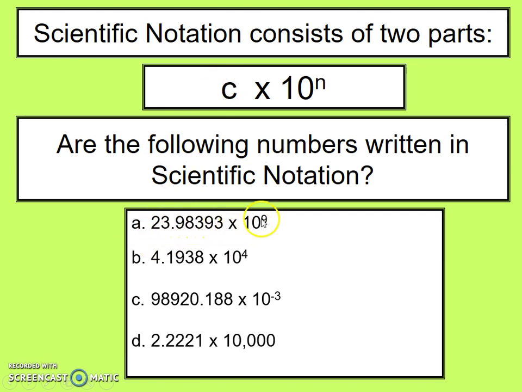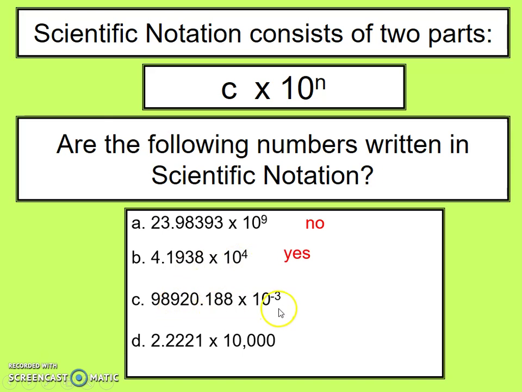So the first one, we've got 23.98393 times 10 to the 9th power. Now it's a number times a power of 10, which is good. However, when I look at that number in front, I have 2 digits to the left of the decimal. It is not a number between 1 and 10, so that first one would not be in scientific notation. The next one, we've got 4.1938 times 10 to the 4th. So I've got a value between 1 and 10, one non-zero digit to the left, times the power of 10. So yes, that second one is in scientific notation.